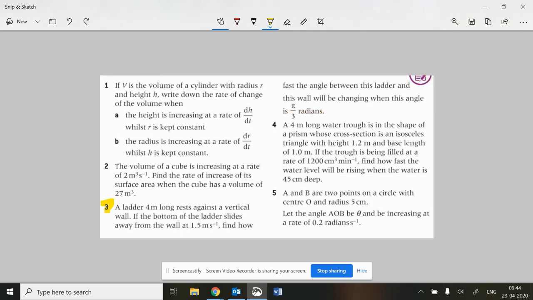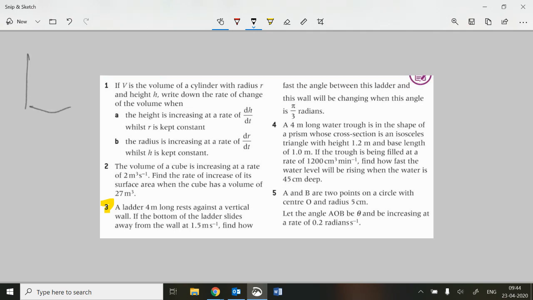So this one is a ladder rests against a vertical wall. So let's just draw this situation here. We've got this situation here and we've got a 4 meter ladder. And it's talking about the bottom of the ladder sliding away from the wall. So we're interested in this length here. Then it says, find how fast the angle between the ladder and the wall.